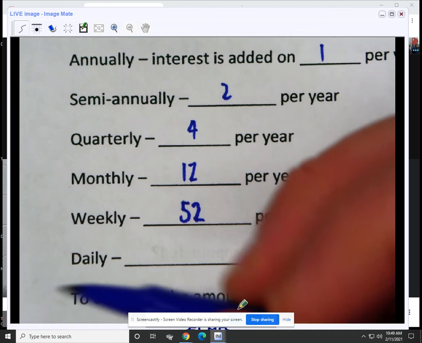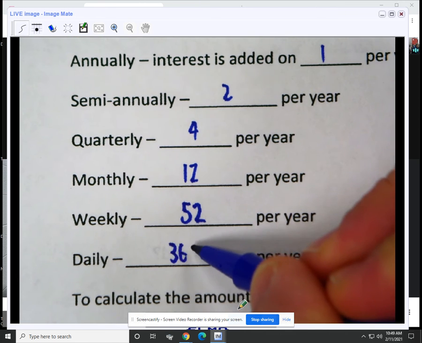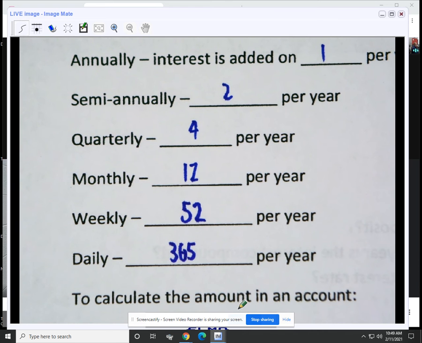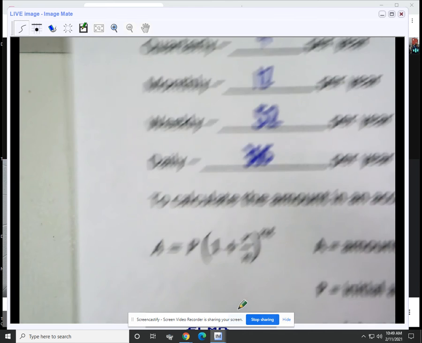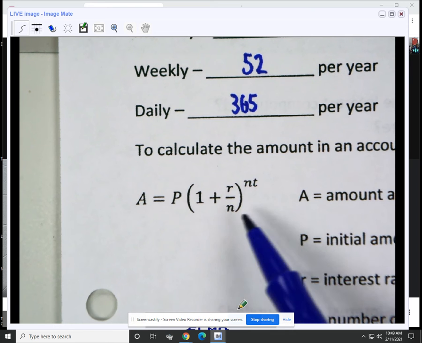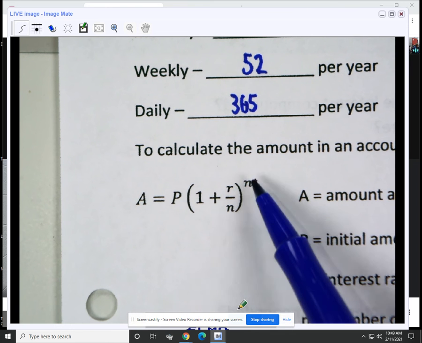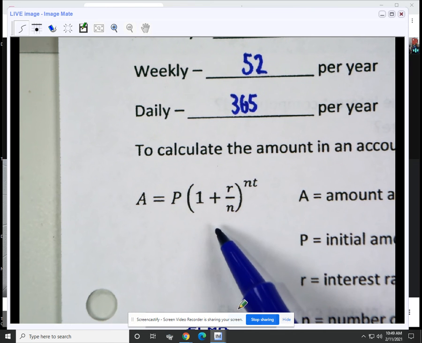What if it says daily? So when it tells us that it's compounded in one of these ways, we're going to go to our equation and replace the n in both of those two locations with that value. Everything else is just like we have already talked about.